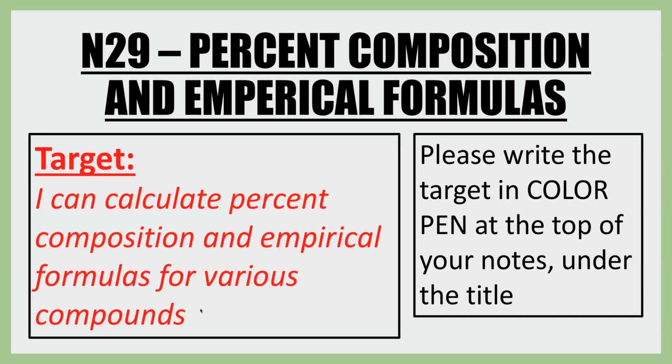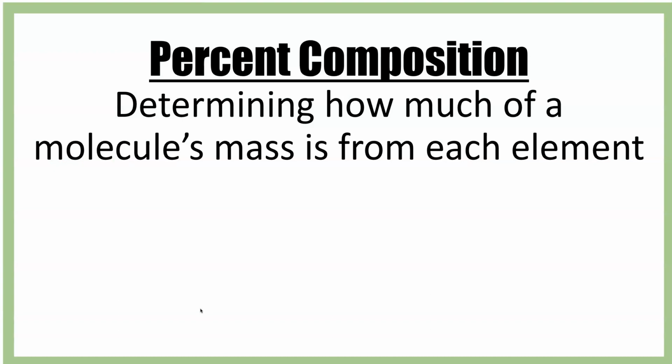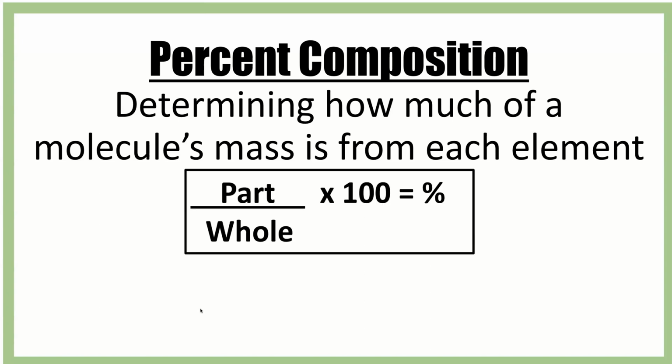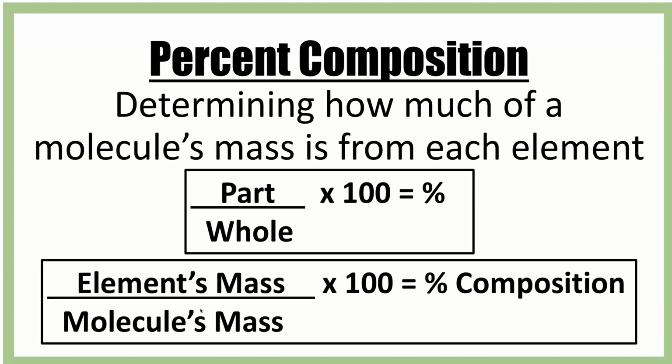Alrighty then, moving on. So, percent composition, determining how much of a molecule's mass is from each element. So, ultimately, it looks just like a fraction. It's the part over the whole times 100 equaling a percent. We're all familiar with this when it comes to assignments. What score did you get over the possible total score? For our purposes, we just take the element's mass we are focusing on and divide that by the molecule's mass times 100 gives us our percent composition.